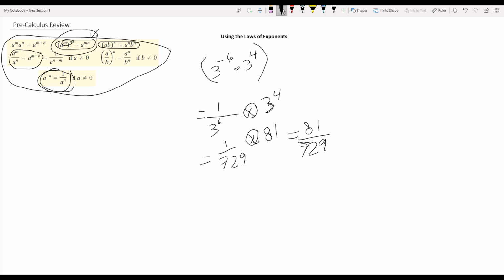Okay, so it's simple stuff. You can divide both of them by 9, and you should get 9 over 81. And if you further simplify, obviously that will become, let's see, 1 over 9. And that is your result. Okay, let's do another one.